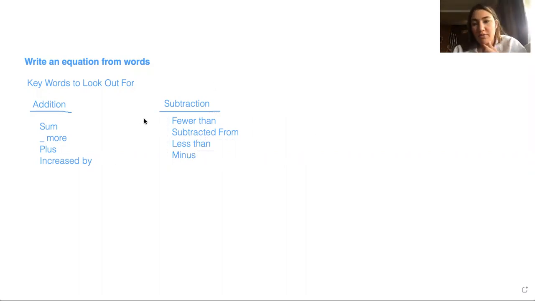So a good way to do this is just by doing some examples. So let's start with 10 and P more equals 181. It says P more, so we know that's addition. So let's just write it: 10 and P more, so that's plus P equals 181.